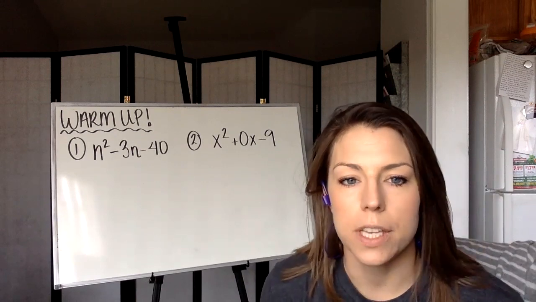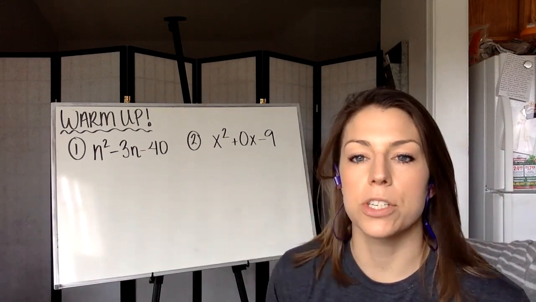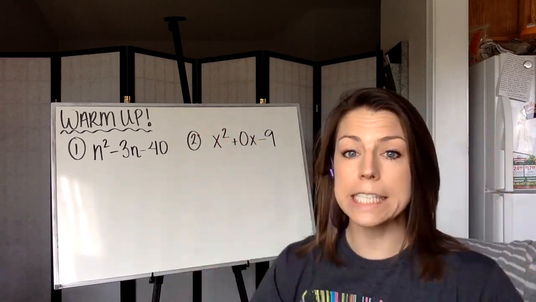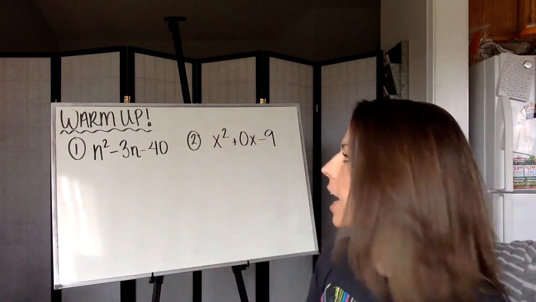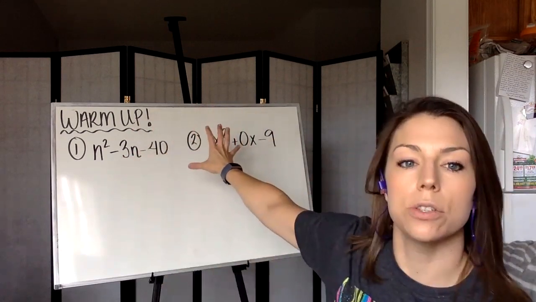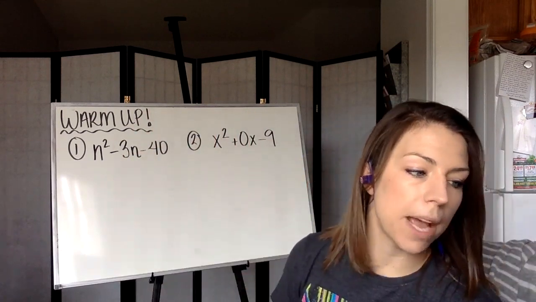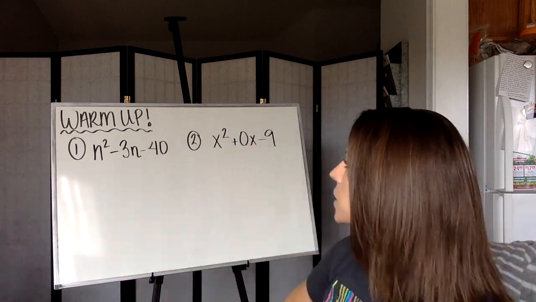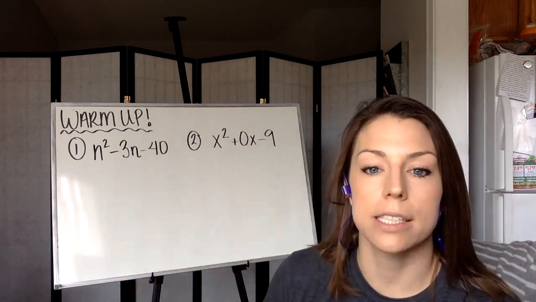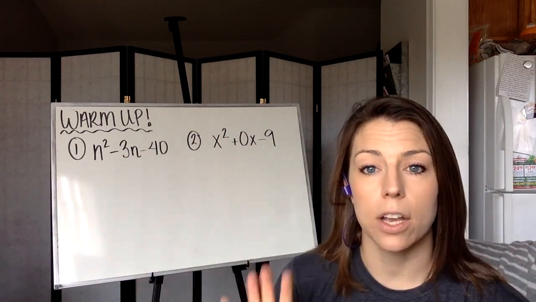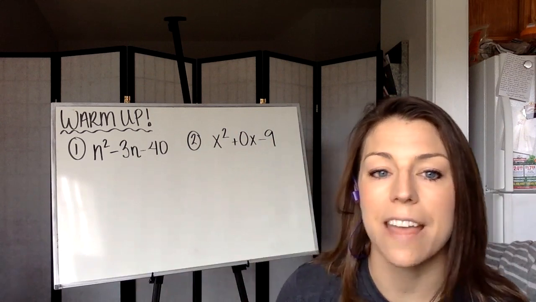We are going to focus on factoring some expressions that are called special cases. As our warm-up today, I want you to factor these two trinomials. The first one, n squared minus 3n minus 40. The second one, x squared plus 0x minus 9. Go ahead and pause the video, try them on your own first, and then unpause while we go over.